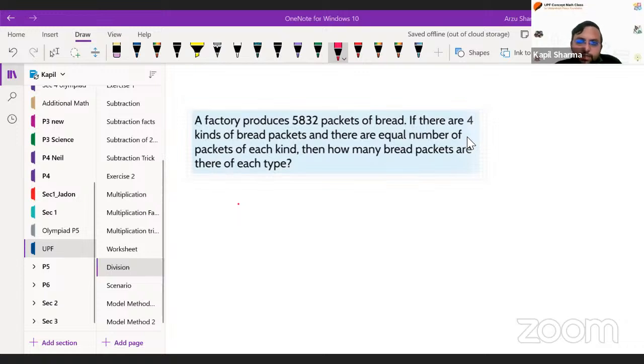Okay, Yashika, Swastik, others. So here we have 5,832 packets of bread. There are four kinds of bread packets, and there are equal number of packets of each kind. Okay, so basically we need to just divide 5,832 by 4.